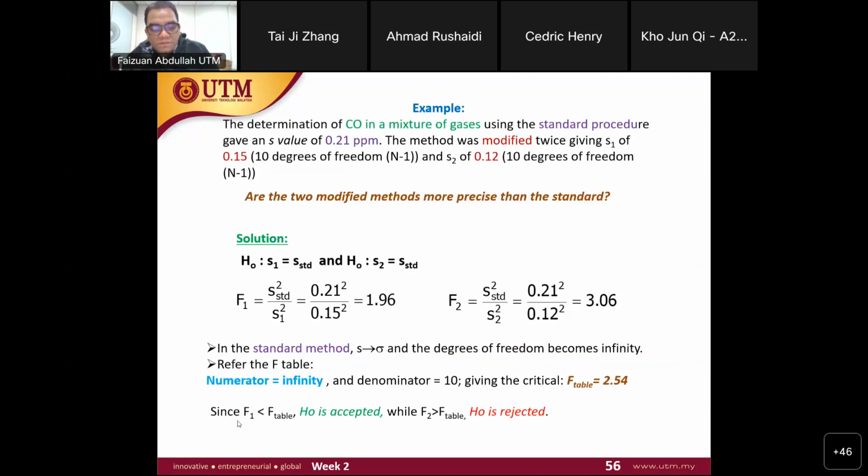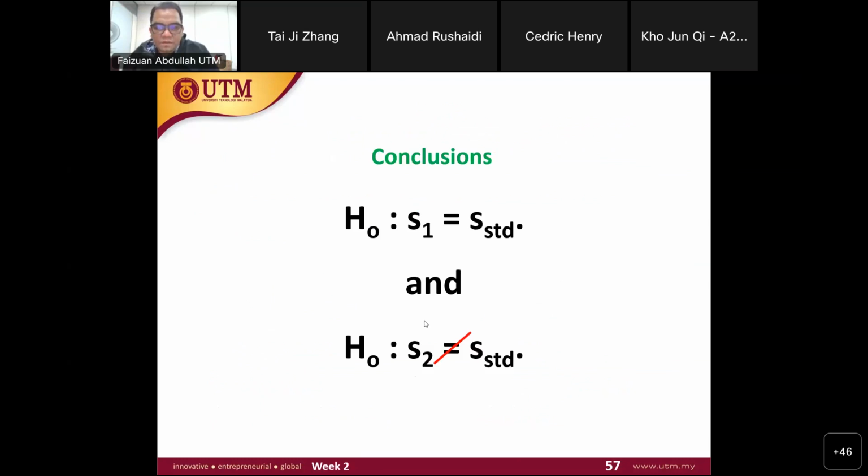Since F1 is lower than F table, the hypothesis is accepted. And F2 is larger than F table, so the hypothesis is rejected. The conclusion is S1 is equal to S standard, the precision is the same, and S2 is not equal to S standard. It's not precise.